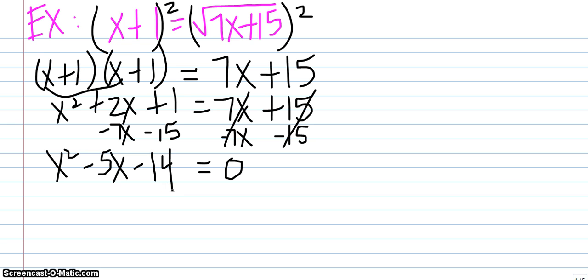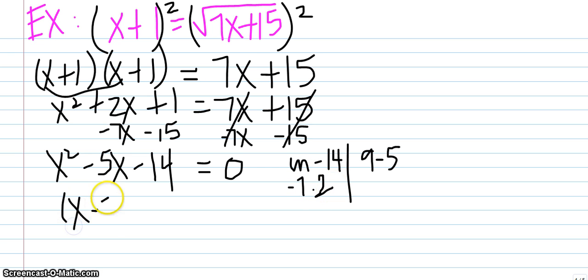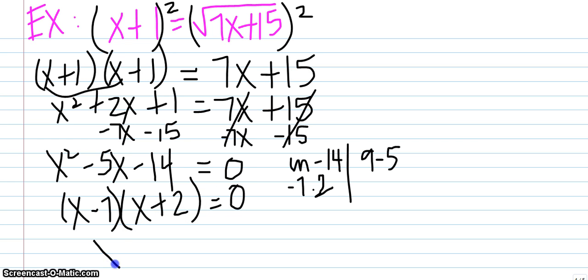I'm going to have to factor this, so I'm going to see what multiplies to negative 14 and adds to negative 5, which is going to be negative 7 and 2. So I have x minus 7, x plus 2 is equal to 0. Set those both equal to 0, so x is equal to 7 and x is equal to negative 2. But I'm not done. I need to go ahead and check.